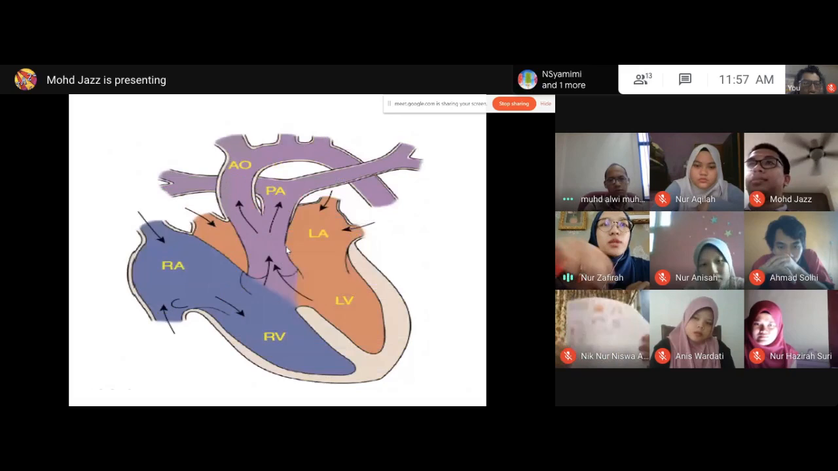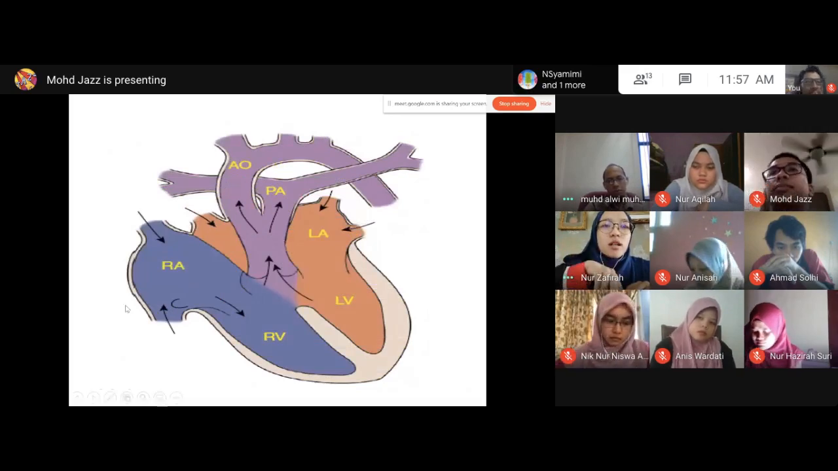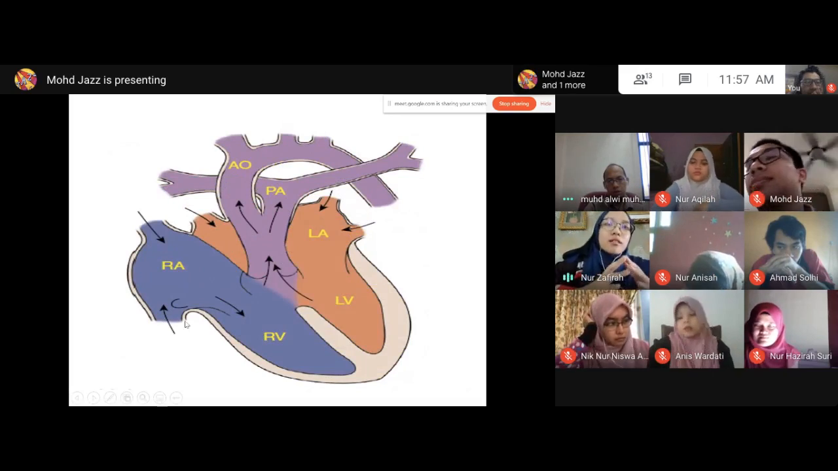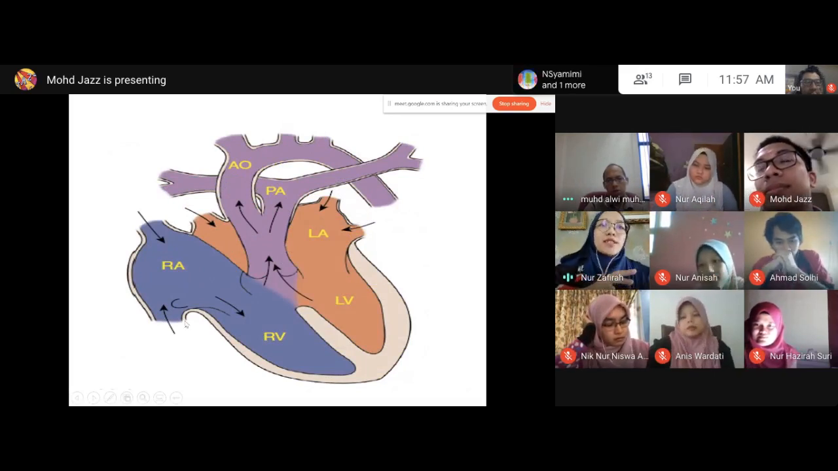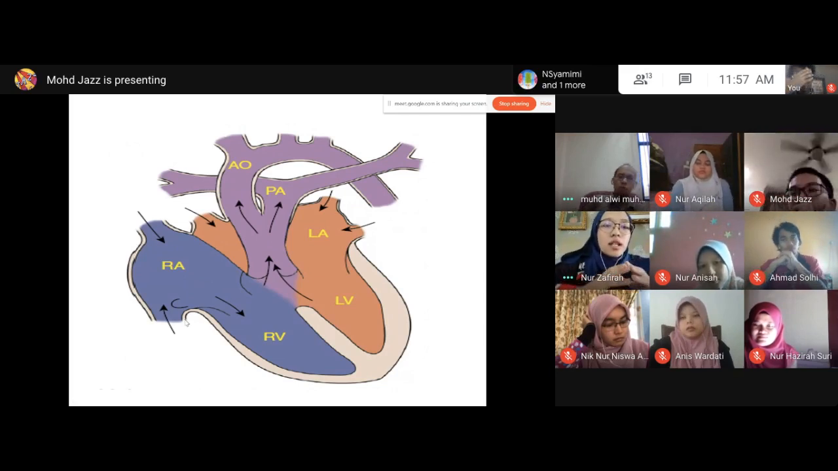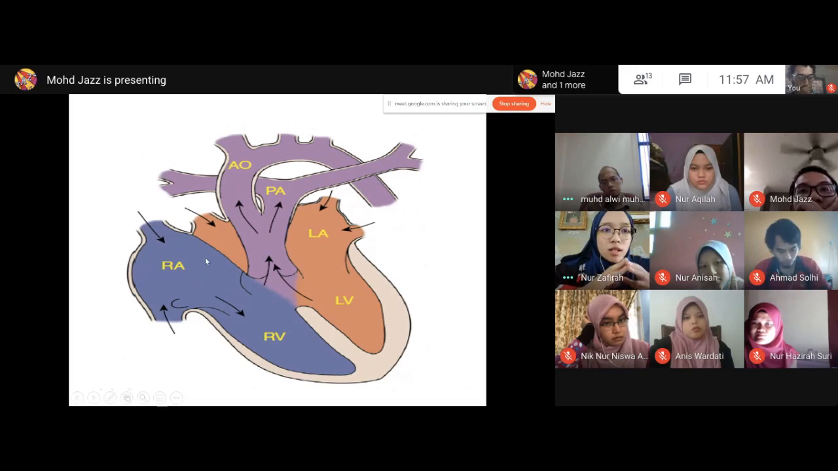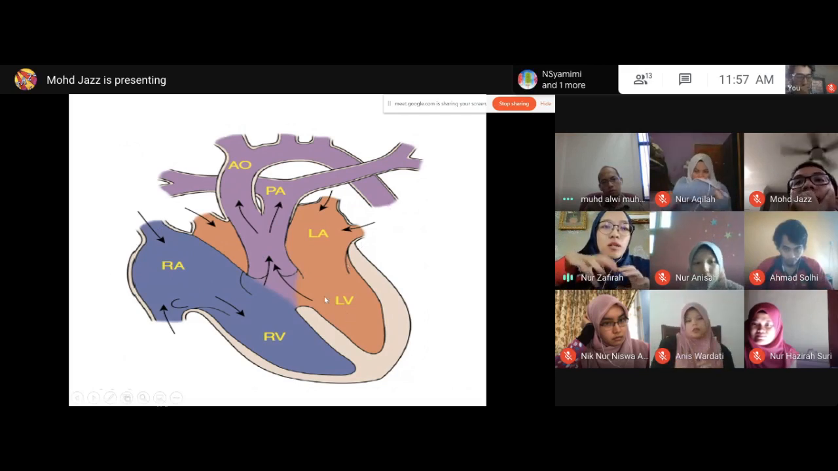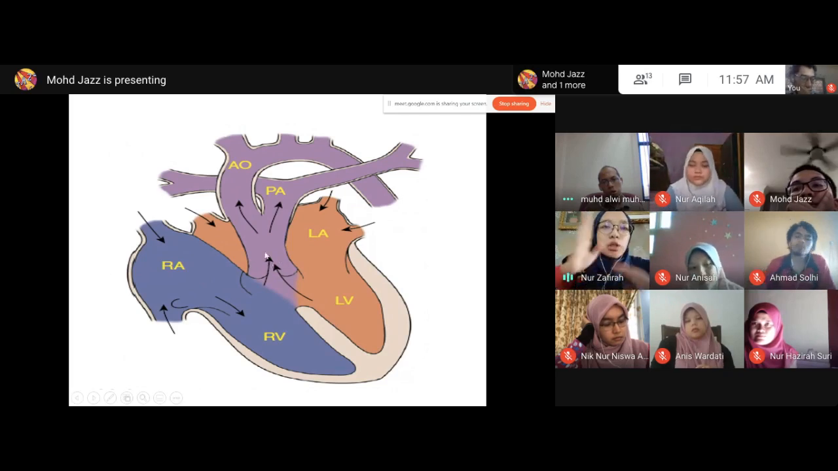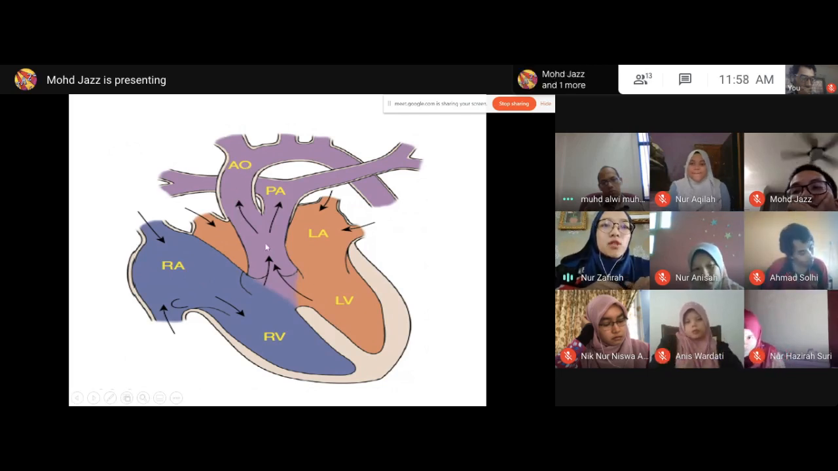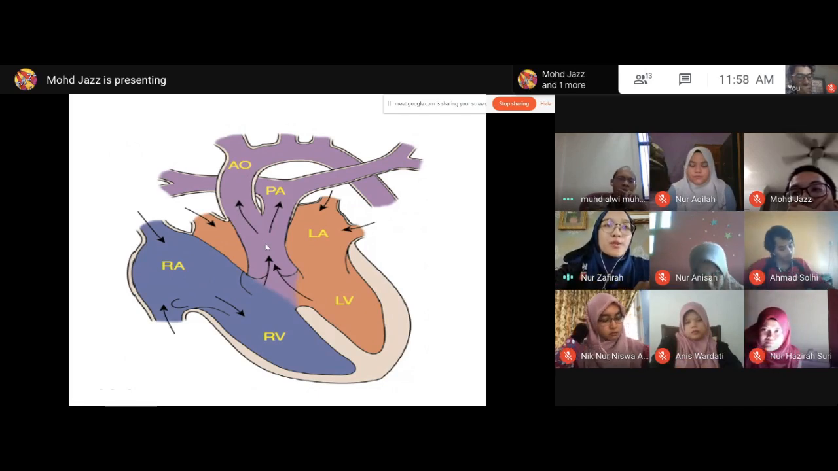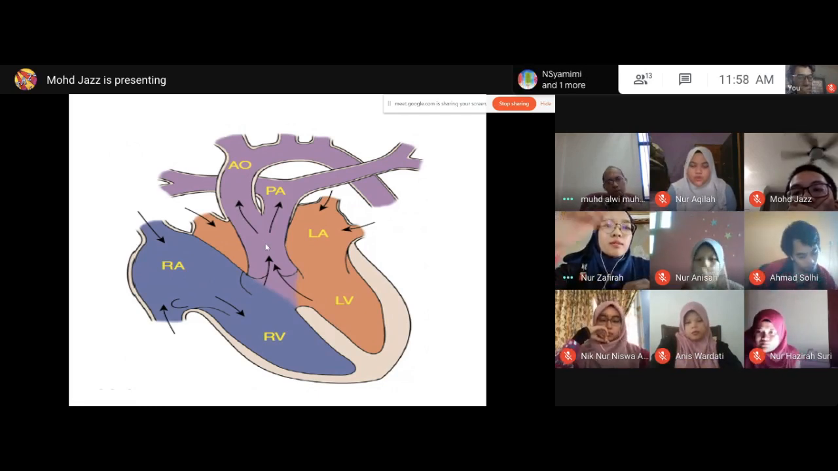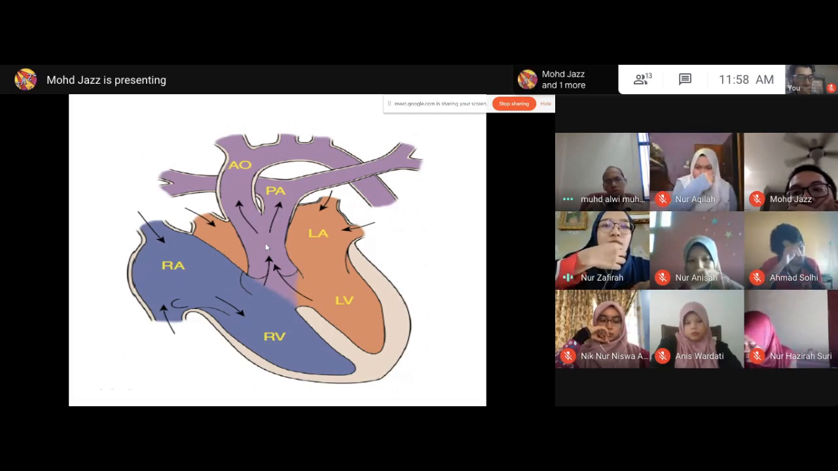And then the next one is truncus arteriosus. So what is truncus arteriosus? It is a combination of the aorta and pulmonary artery. From this picture, you can see both the blood from the left ventricle and right ventricle goes into one single trunk, and that trunk will be divided into the aorta and pulmonary artery. So that's why this patient will be cyanotic. So that is for the truncus arteriosus.